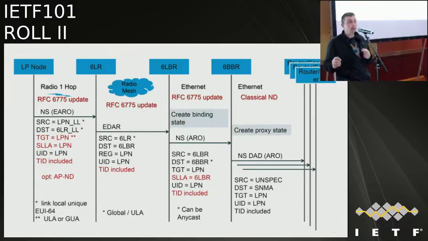Now, if you attach to a 6LR that supports it, and on the RPL path there is a 6LR that does not, you're okay. As long as the 6LR you attach to and the 6LBR both support it, you're all set. You can have normal routers on the way, but you should be able to see a 6LR which does this, otherwise you're screwed. You can't get the service. Okay, fine. Right? Thanks. Yeah.